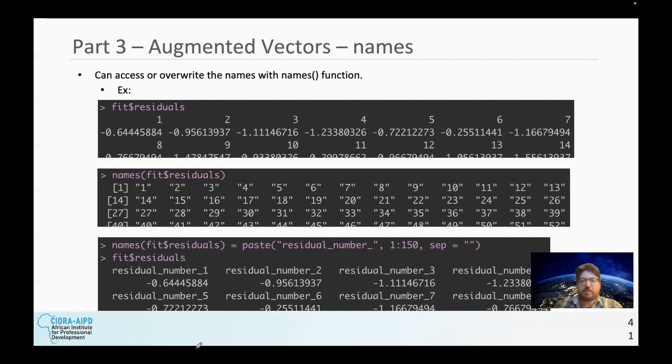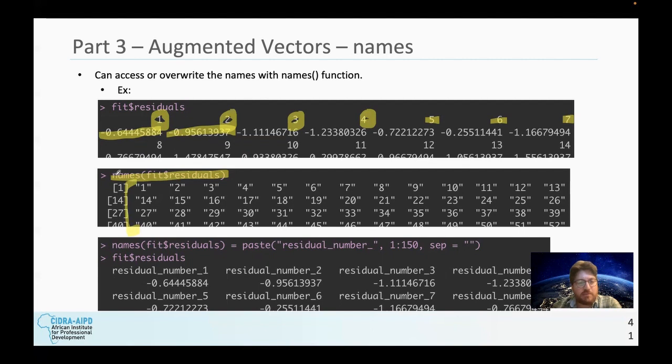You can use a function called names to either access or overwrite the names of a named vector. As an example, let's go back to our fitted model object that we created earlier. So if we say fit dollar sign residuals, it gives me a named vector where each element is a residual from the model, and along with it is a name, which is the index in the original data set that residual belongs to. So if we use the names function, we can get the names of this named vector as a vector. And notice that it's a character vector, even though the names look like numbers, they're actually not numeric. They're stored as characters. So that's the result that you see here.